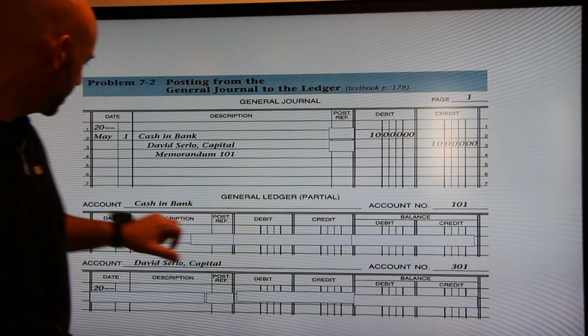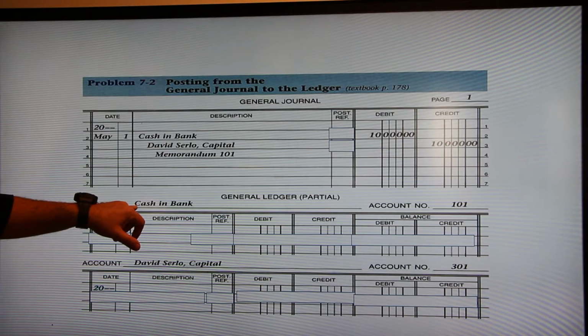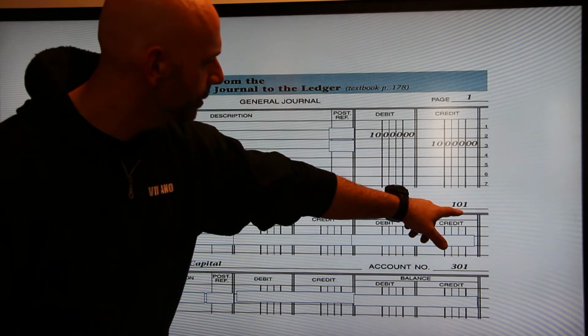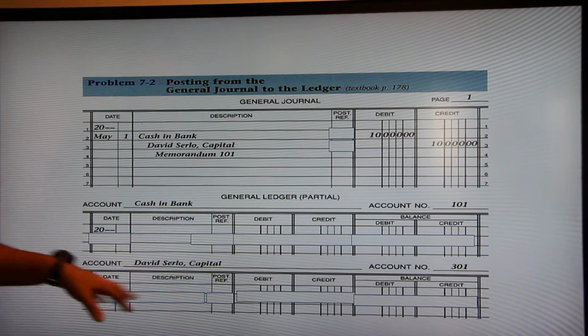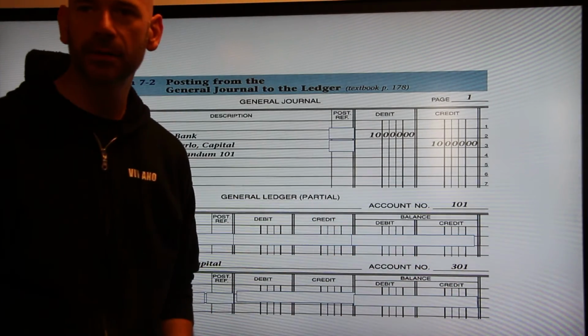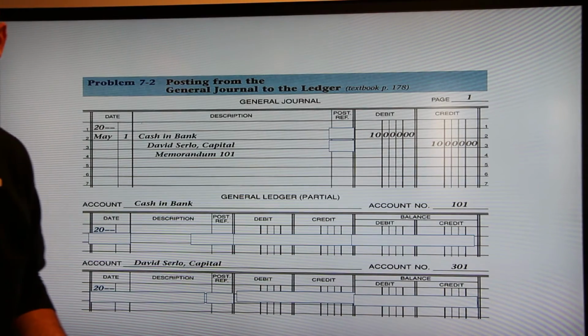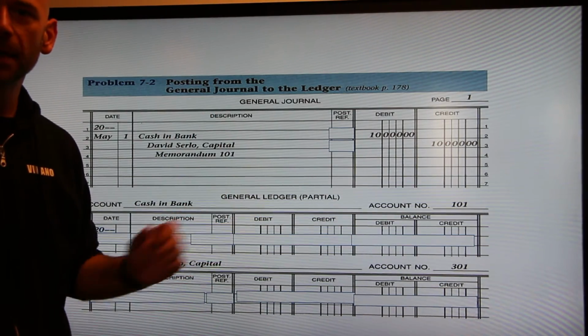Alright, so you see here we have Cash and Bank as the account title, and then over here it tells you that the number for Cash and Bank is 101. You would have Capital as the next account, and then over here you would see the number that's associated with Capital is 301. Just listing them in order by account number.